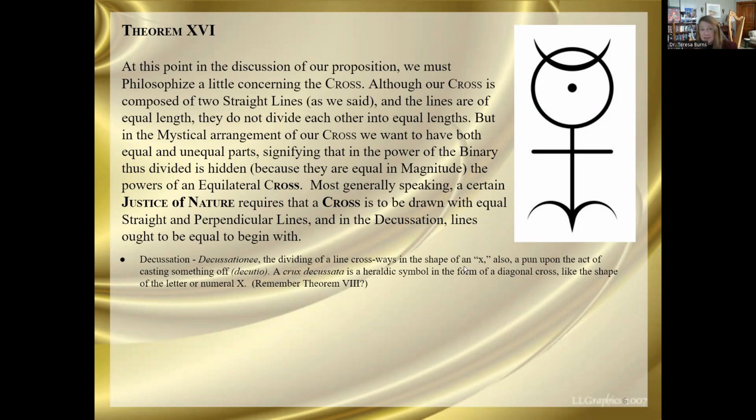A crux decussata is a heraldic symbol. If you're interested in heraldry, it's again the form of a diagonal cross, like the shape of the letter or numeral X or the Greek chi. Now let's go back to justice of nature. First, justice. The Sephira that would be most referred to is Geburah, also associated with Mars. Remember everything we did in earlier theorems with Mars. And with that idea, that gets referred to the entire left-hand pillar, the pillar of severity.